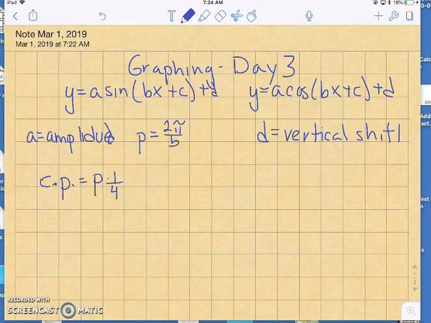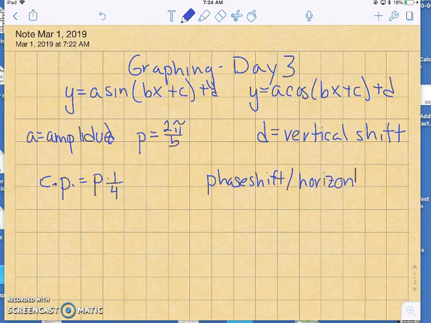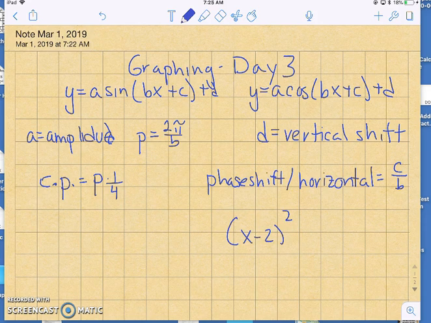And then the horizontal shift is sometimes called the phase shift as well. So you will see it as phase shift, but we've always called it our horizontal shift in the past. And we'd say that that's the C, but with the B here, we have to do C over B. So it's a little different. In x squared, if we had x minus 2 squared, we'd say that moved to the right 2, but we're dealing with that number out in front, so it's that C over B. So we're going to take a look at a couple of these here.